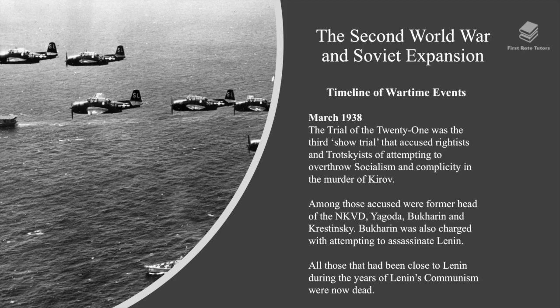Timeline of wartime events. March 1938. The trial of the 21 was the third show trial that accused rightists and Trotskyists of attempting to overthrow socialism and complicity in the murder of Kirov. Among those accused were former head of the NKVD, Yagoda, Bukharin, and Krestinsky. Bukharin was also charged with attempting to assassinate Lenin. All those that had been close to Lenin during the years of Lenin's communism were now dead.